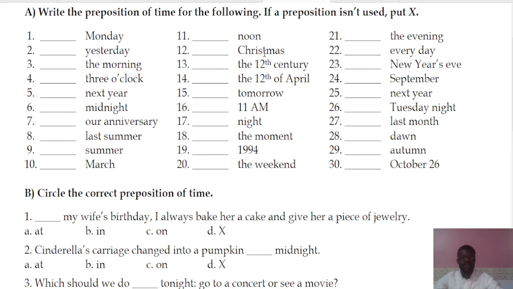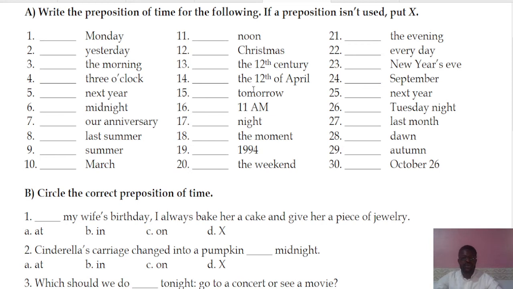Here we've got Christmas. Christmas, we use at Christmas. So here we've got the 12th century. When we talk about century, we mean 100 years. In the 12th century, we talk about the year 2021, 2020, 2013, 2004, and all that. We use in 1984, in 2020, in 2021, in 1994, in 1986, whatever.